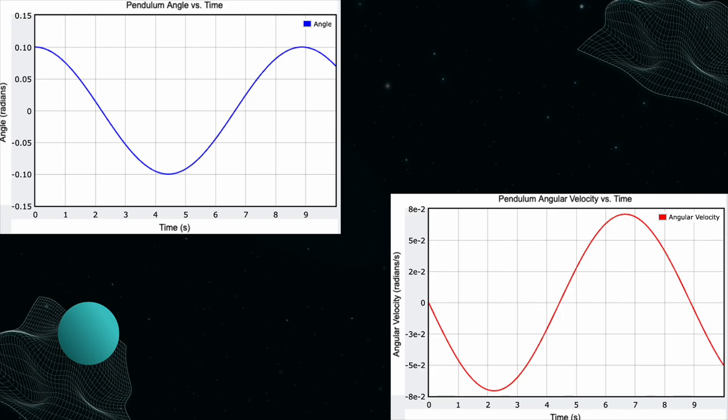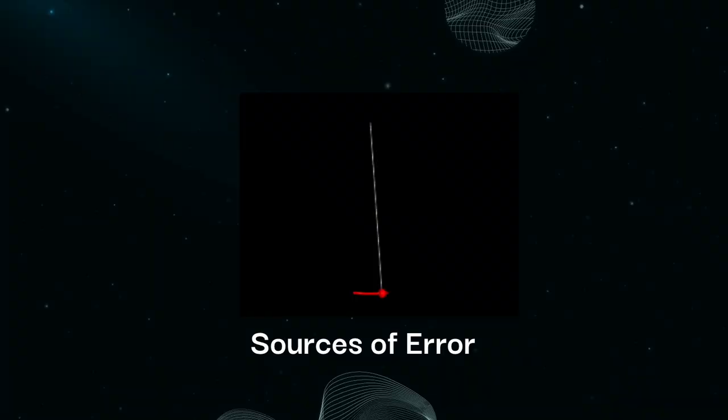Here we can see the output of our simulation, showing the pendulum's angle and angular velocity over time. The simulation aligns with the theoretical expectations for a small angle pendulum. We observe periodic oscillations with the angle decreasing slightly over time due to rounding in the simulation.